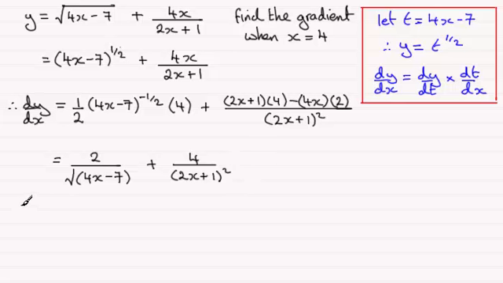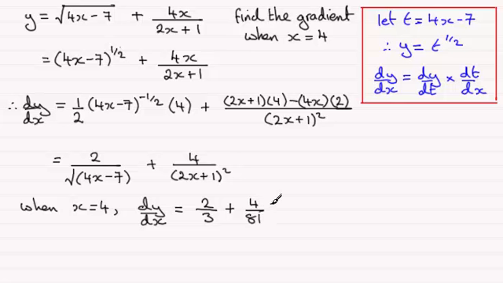So all I need to do now is just say when x equals 4, what do we get for dy by dx? Basically the gradient then at x equals 4. Well, for this one, we're going to have 2 divided by, and if x is 4, we get 4 4s are 16, take 7 is 9, square root of 9 is 3. And then for this term, when x is 4, you've got 2 4s are 8, plus 1 is 9, 9 squared is 81, so you get 4 over 81.